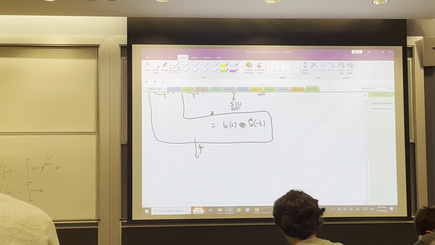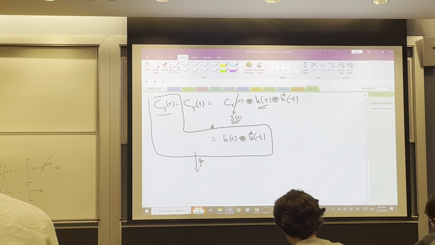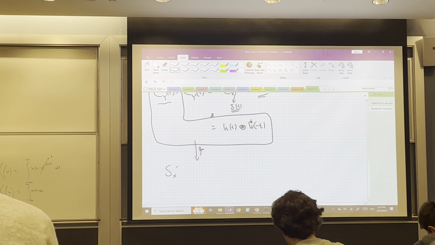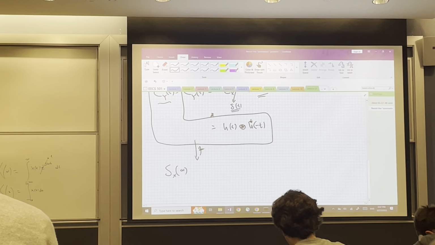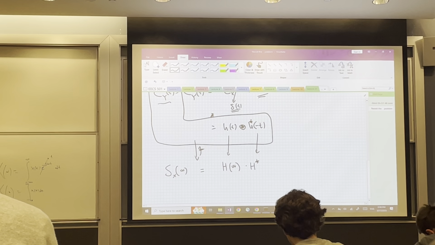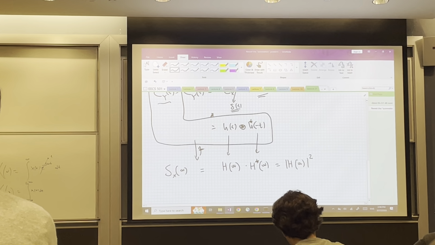So take Fourier transforms. What is the Fourier transform of Cy? It is Sx of omega, right? That's by definition, the power spectral density. And what is the Fourier transform of the convolution of two signals? The multiplication of H of omega with H star of omega. So this is the magnitude of H of omega squared. So here in the frequency domain, everything becomes very simple.